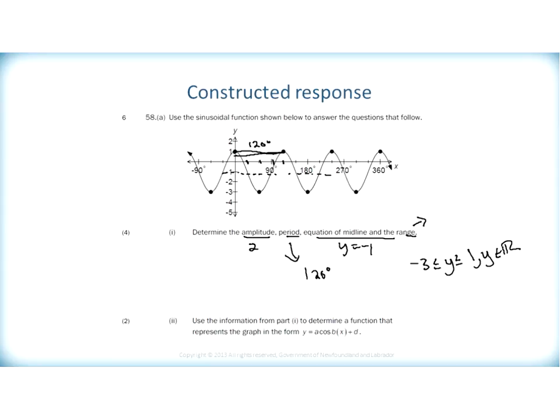In the second part, it says use the information in part 1 to determine the function that represents the graph of the form this. And since our A is 2, it's going to be y equals 2, because A is our amplitude, cos. B is going to be, since it's 360 divided by B, and that's going to equal 120, then our B has to be 3x, and our D is our midline, the equation of the midline. Let's subtract 1.